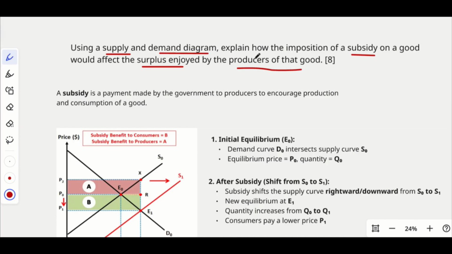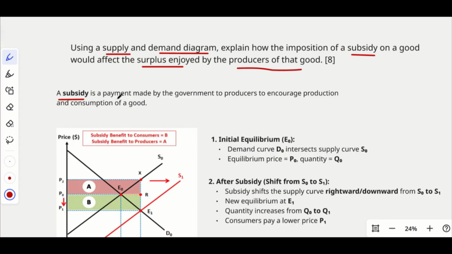Right. So, here we have to check a few things with the demand and supply diagram. We have to check what will happen in the market when a subsidy is introduced, and how it will affect the surplus, whether it will increase or decrease the surplus of the producers of that particular good. So first let's check what we mean by a subsidy.